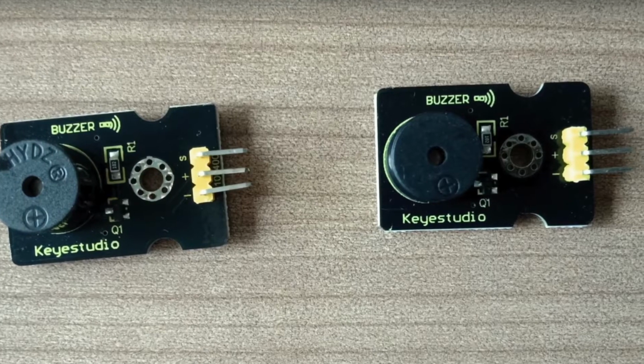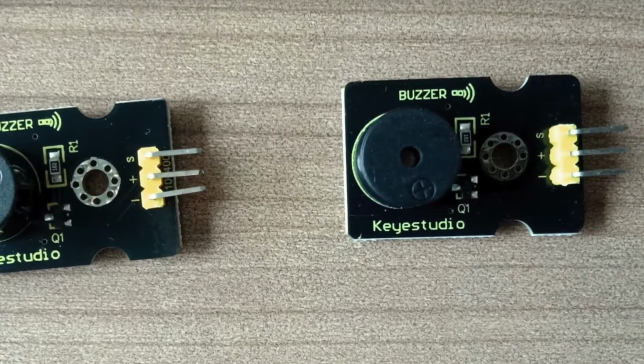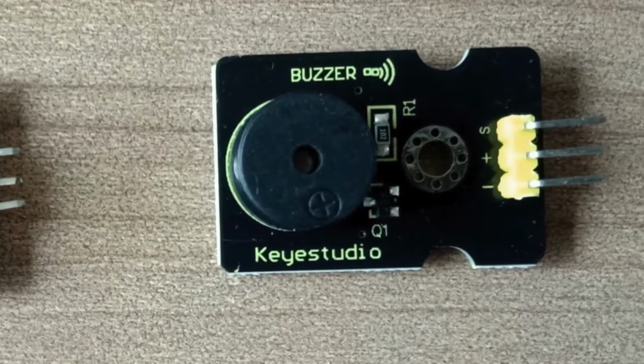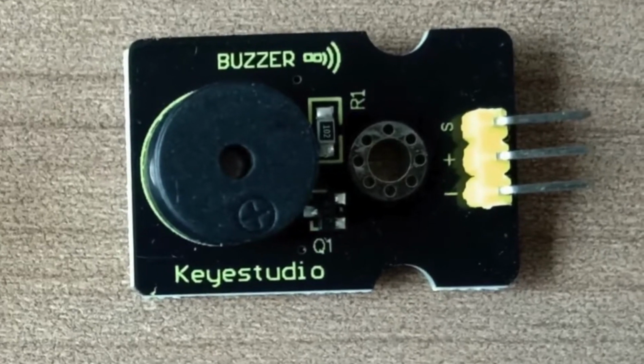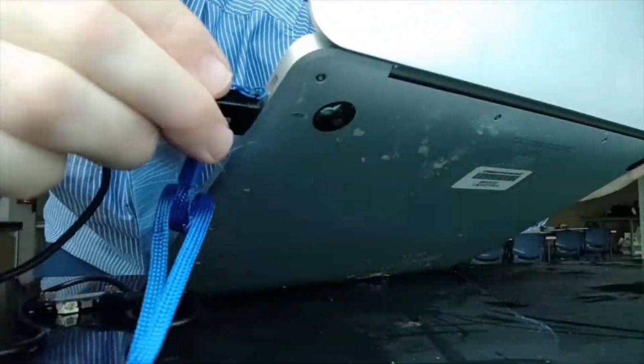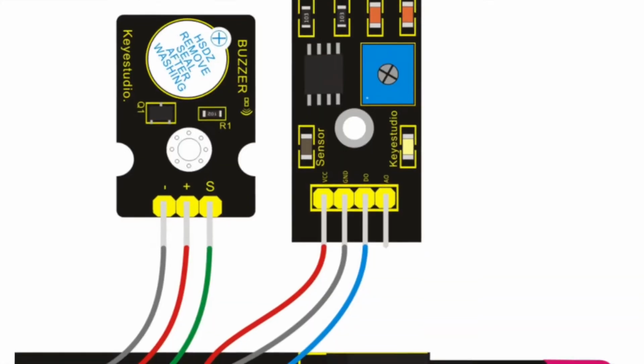You should be careful to choose the correct buzzer, the passive buzzer. There are only two buzzers in the kit. The passive buzzer is the one which does not have the letters HYDZ written on the top. You may also need a USB-A to USB-C adapter if you have a more modern computer, which will enable you to connect up the micro bit.